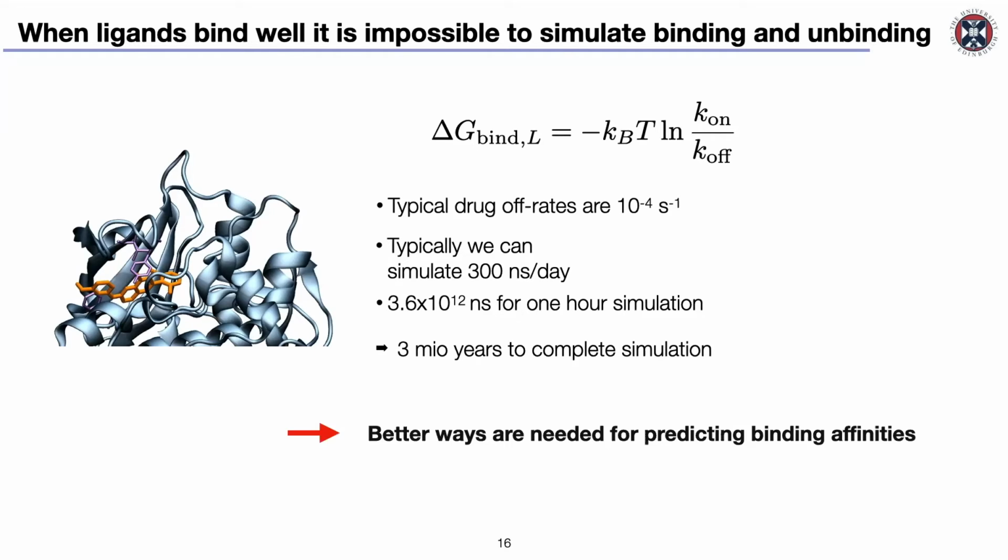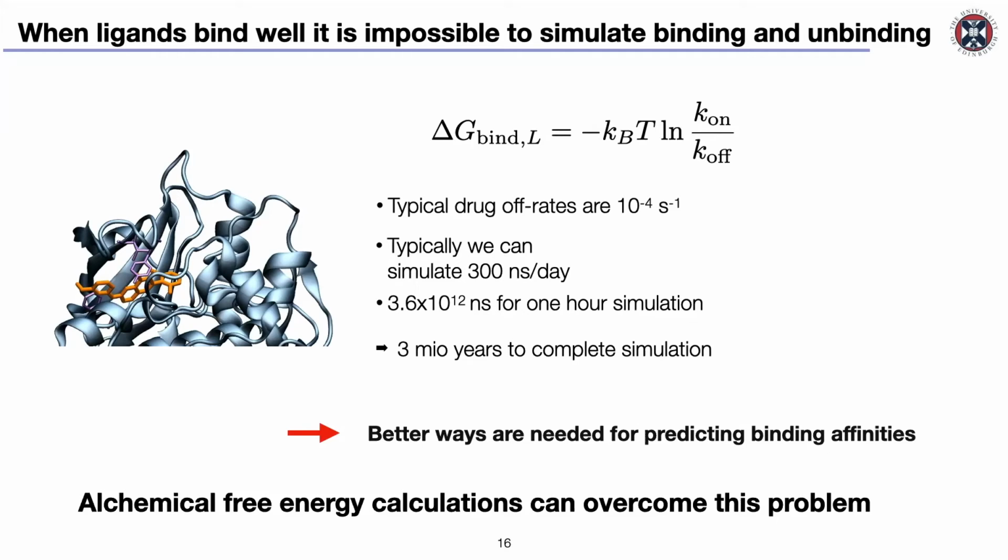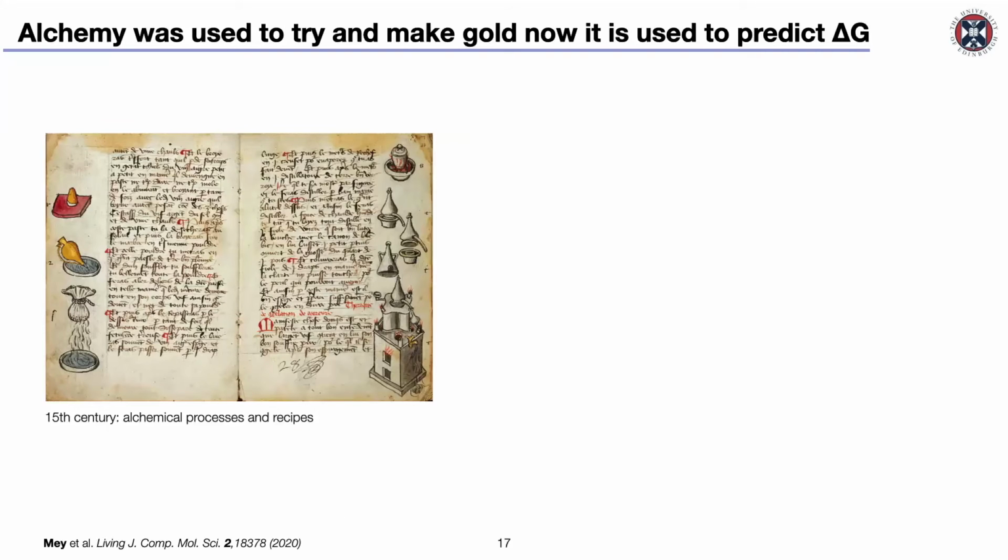So we definitely need a better way of doing this. And thankfully, people over the last, I guess, 30 years almost, have been thinking about this problem and came up with something called alchemical free energy calculations. Okay, so I started working on these alchemical free energy calculations when I moved to Edinburgh, and my understanding of alchemy was this: we take lead and turn it into gold.